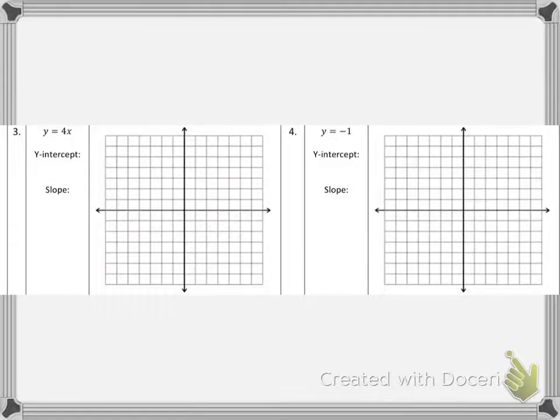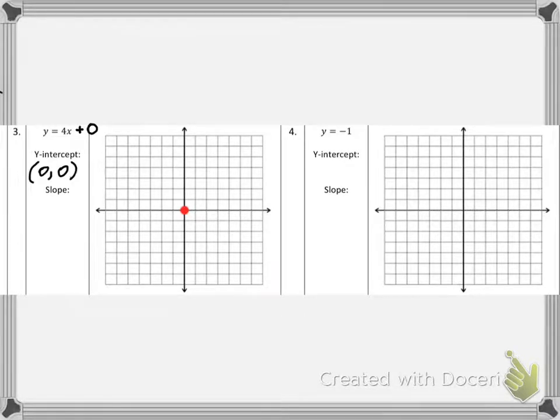Okay, now we have y equals 4x. What's the y-intercept here? Well, if I wanted to, I could write 4x plus 0. So that means my y-intercept is 0, 0. That means that this is intersecting at the origin. I'm going to erase this and rewrite it because it looks kind of funny. So this is 0, 0.